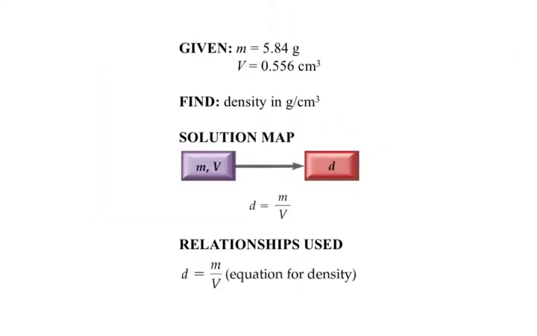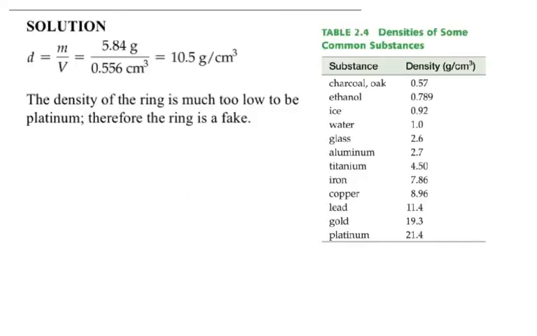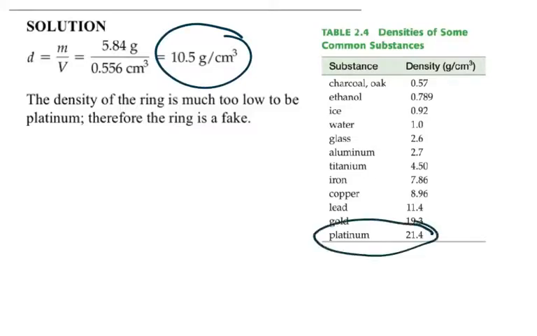All right, let's go to the next problem here. Actually, this is just to confirm what we did. As you can see here, mass divided by density. And there's the answer that we got. Here's platinum. And as you can see, it's a fake. Now we're ready to go to the next problem.